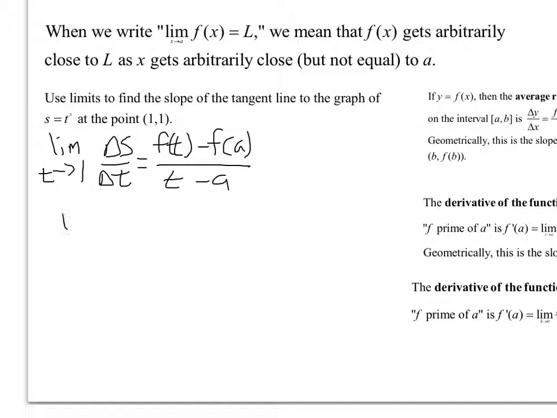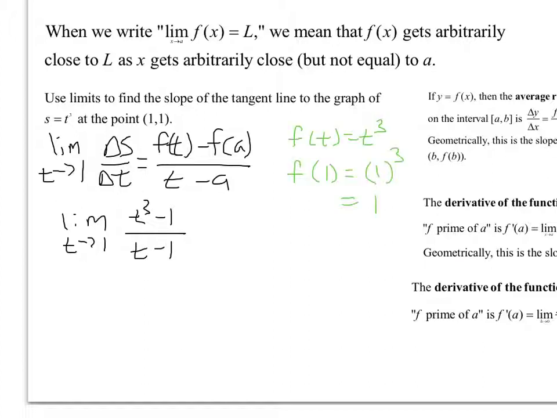So that is the limit as t approaches 1 of t to the third minus 1 over t minus 1. The way I got this t to the third and the 1, see it said f of t, so that means plug in t for this function and you get t to the third. Plug in 1 to this function, you get 1 to the third, which is 1.